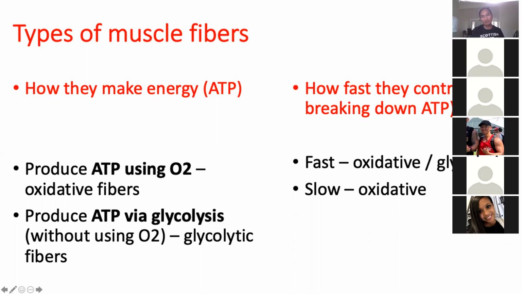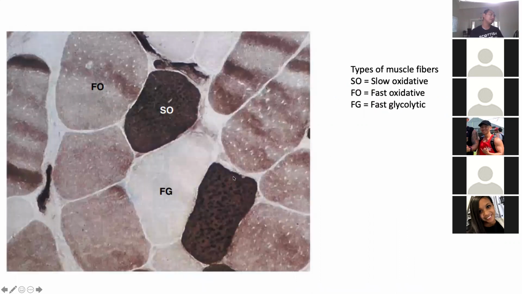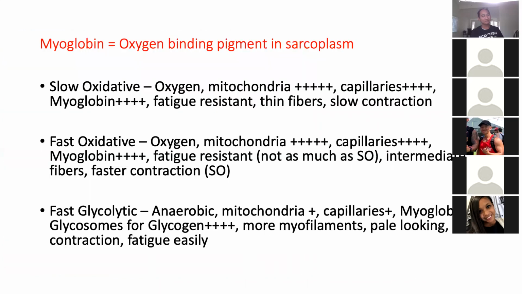And of course, if we do the cross section, because of the myoglobin, the color is dark, and therefore it is slow oxidative. Fast glycolytic fibers have no myoglobin. They are pretty pale and white. In between, fast oxidative fibers are fast as well as using oxygen. So they are somewhere in between, dark brown and white. So that is all about this.